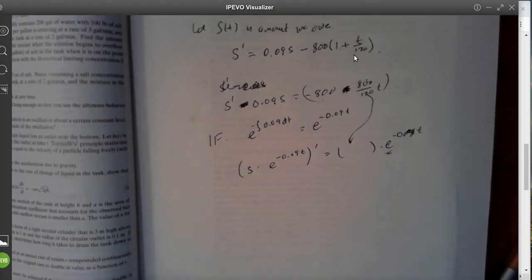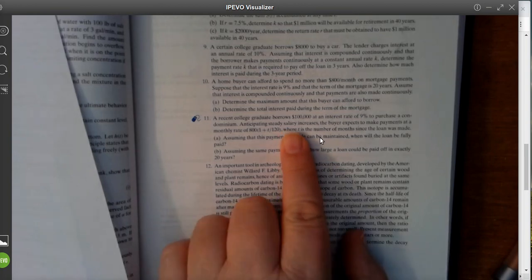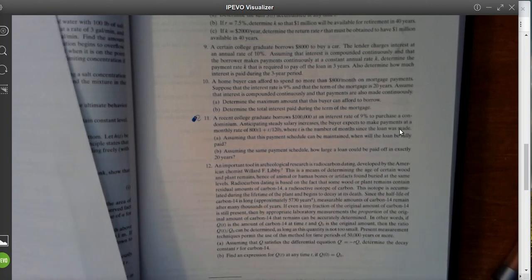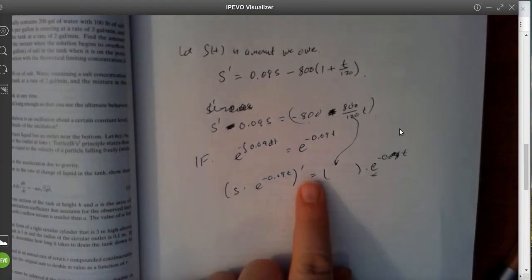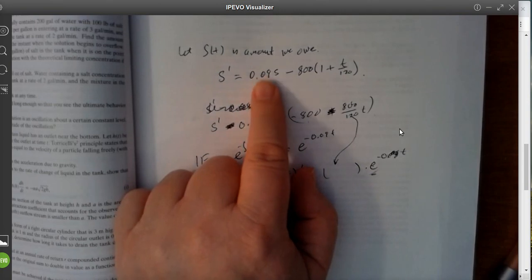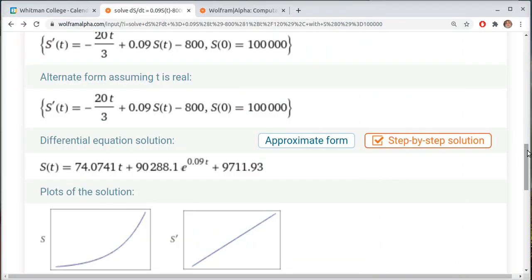So if we go back to the book, is t being defined for us here? T is the number of months since the loan was made. And so did I do that correctly? Did I interpret t correctly here? I did not. Although the payments are correct, my interest rate is incorrect if I'm using months instead of years. So this would be correct if we were using t as the number of years. Okay, so let's go back to Wolfram Alpha and see if we can get this correct.